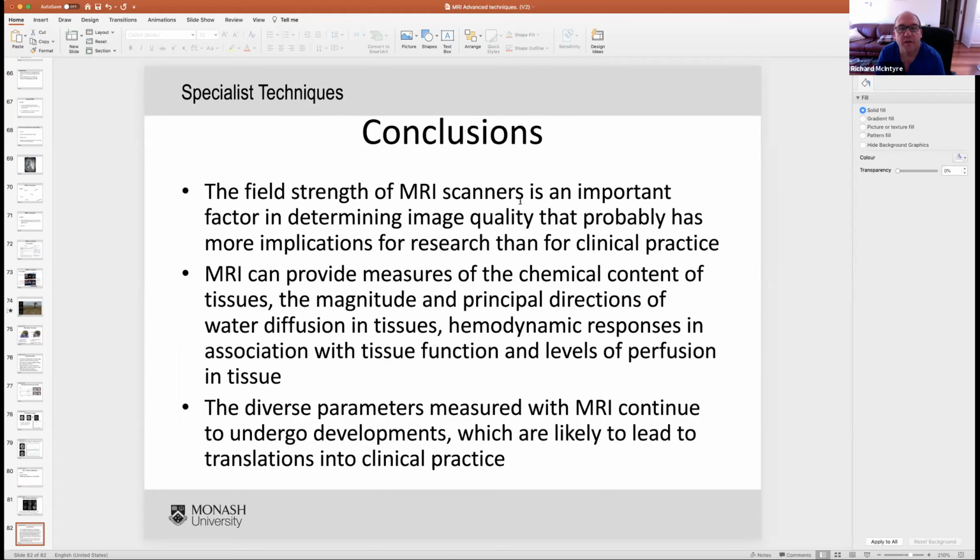Okay, so the field strength of the MRI scan is an important factor in determining image quality.